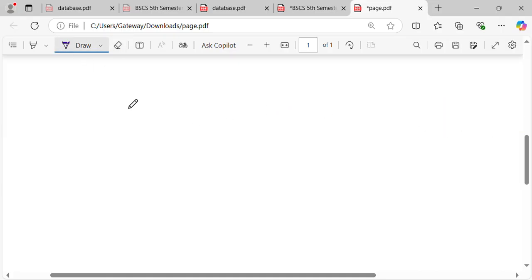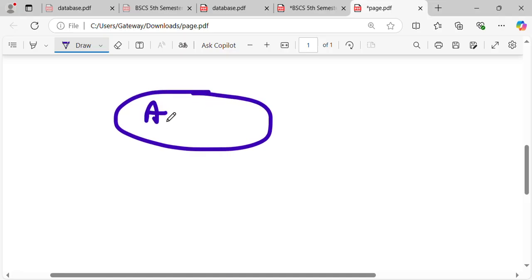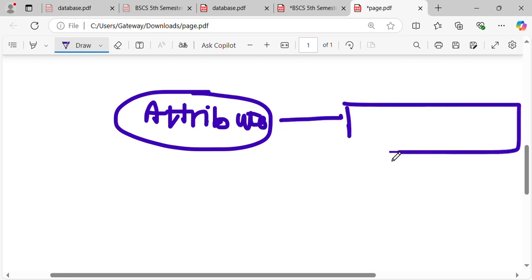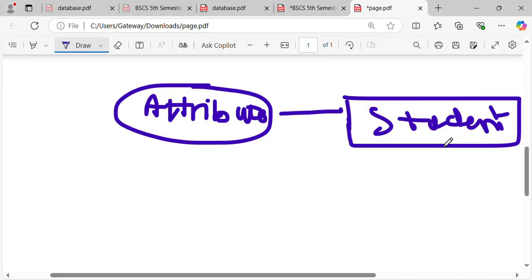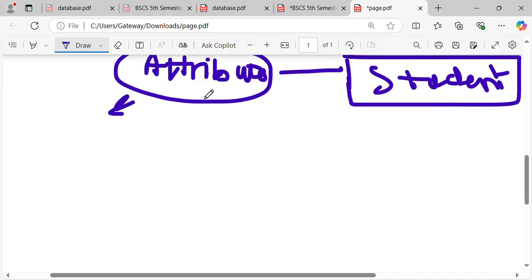What else we have? We have attribute. We use oval for attribute. For example, if a student has a roll number, we would represent it with the oval and we will match it with the entity. Now there are some kinds of attributes. We can have simple.